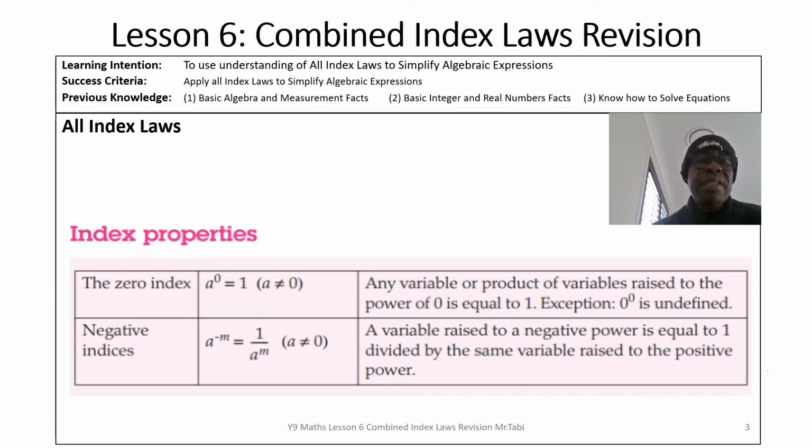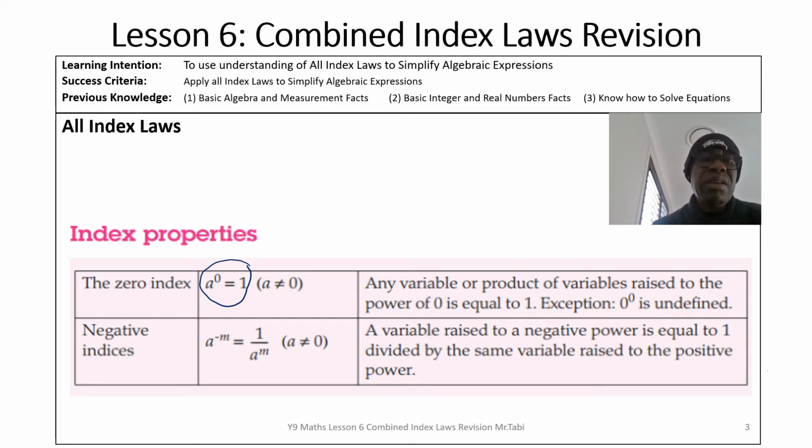Then we did the zero law, that for the base A not being 0, A raised to the power 0 is 1. So any base number raised to the power 0 is also equal to 1. 2 to the power of 0 is 1. 7 to the power of 0 is 1.